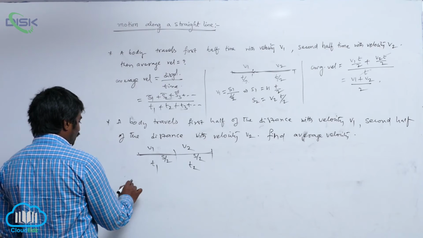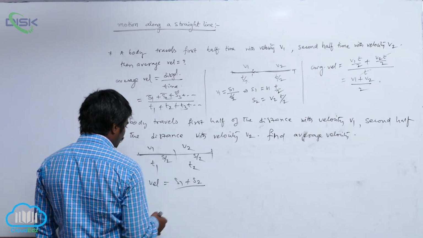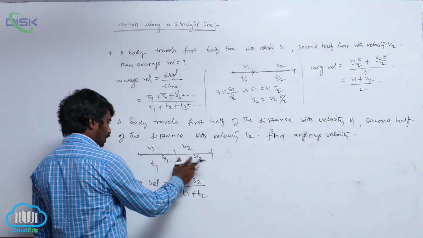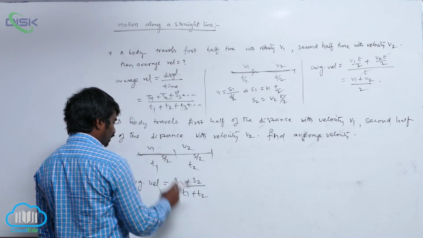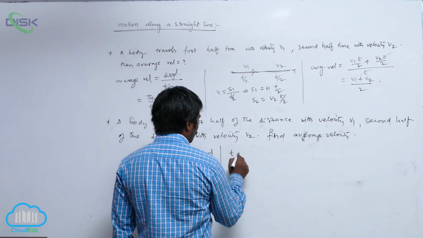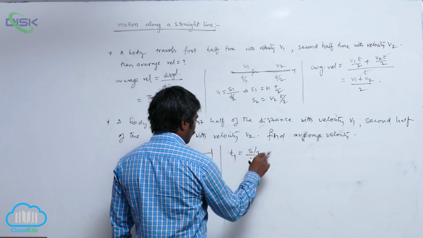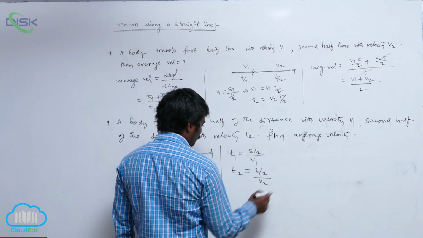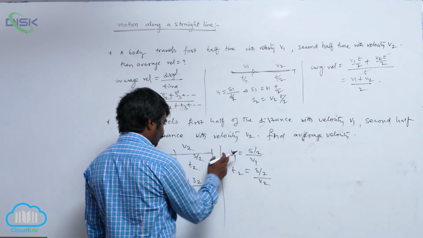So average velocity equals, what do we know? S1 plus S2 by T1 plus T2, but S1 is S by 2, S2 is again S by 2. So let me calculate the T1 value and T2 value in terms of v1 and S. What can you write? Time equals displacement by velocity. So T1 equals S by 2 v1 and T2 equals S by 2 v2. That is the T1, T2 values.